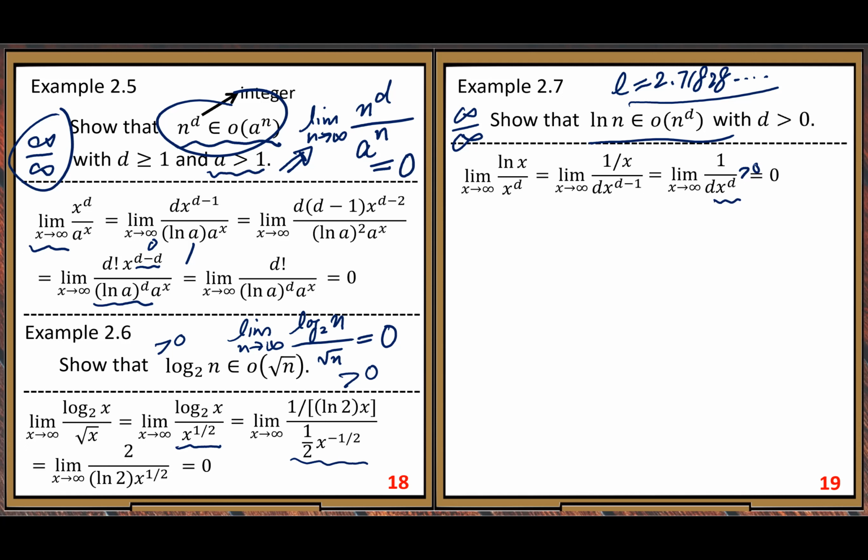If the answer is 0, then we have that little note. Here I do not write that discrete variable version of the limit, but we make our conclusion: natural log of n belongs to little o of n to the d. For this d we only need it to be a positive number. That's enough. If d is a positive number, we have this result.